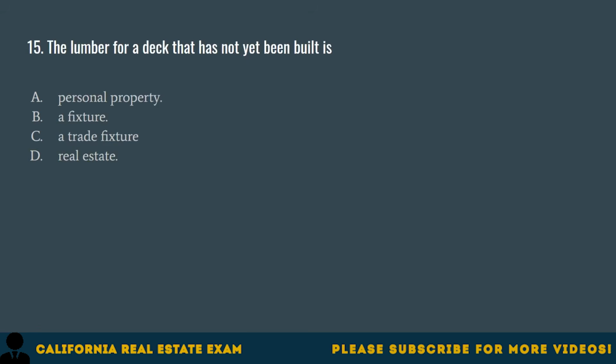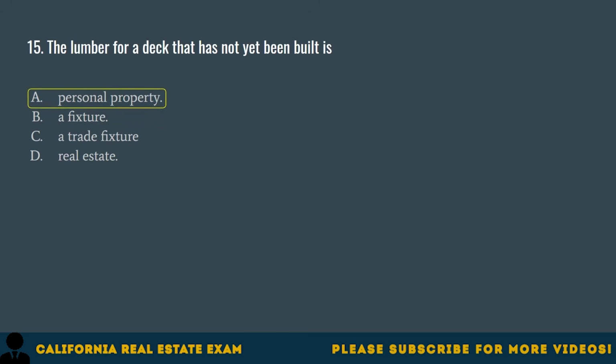Question 15. The lumber for a deck that has not yet been built is A. Personal property, B. A fixture, C. A trade fixture, D. Real estate. The correct answer is A.